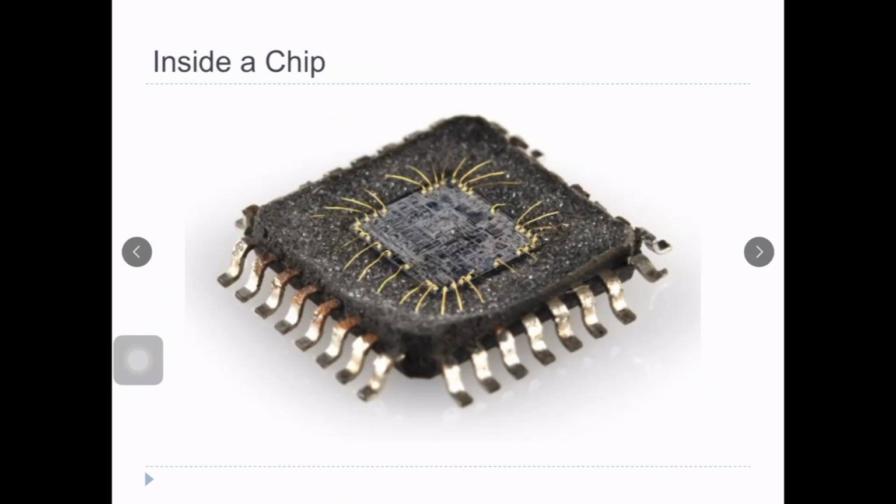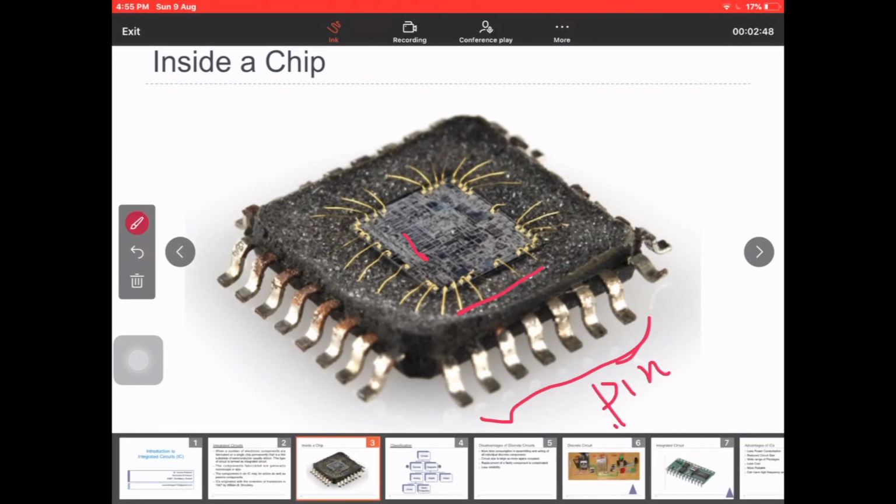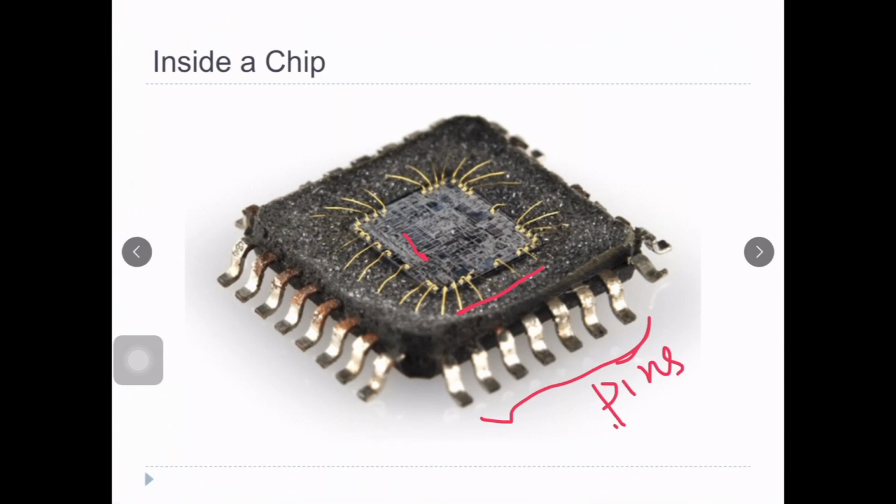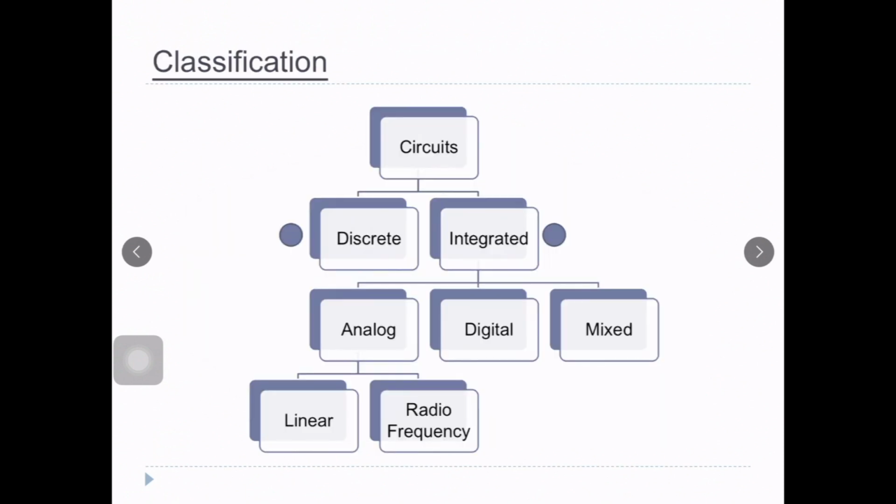As we can see inside the chip, these are the connections which are provided from the circuit made on it, and these connections are provided to the user in the form of these pins. So in case you want to provide the input or the output, you have to apply the signal at these pins.